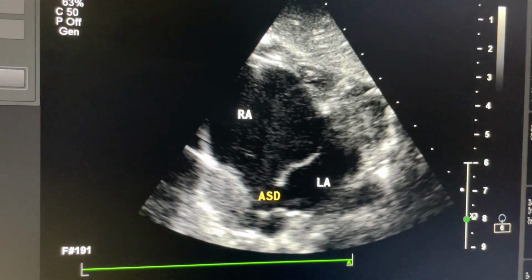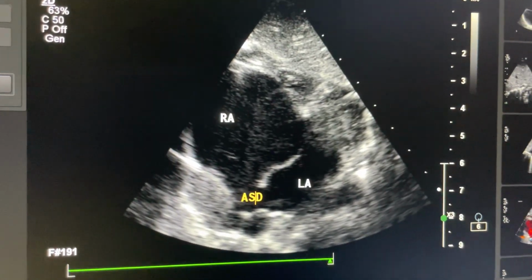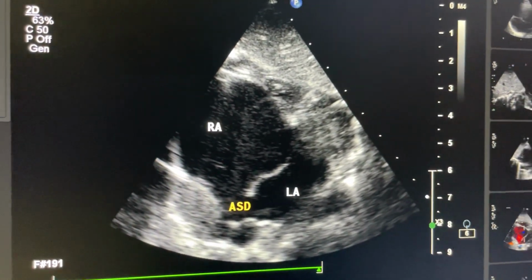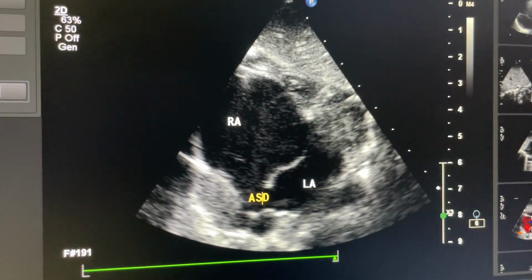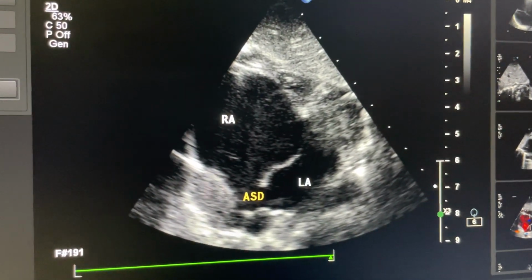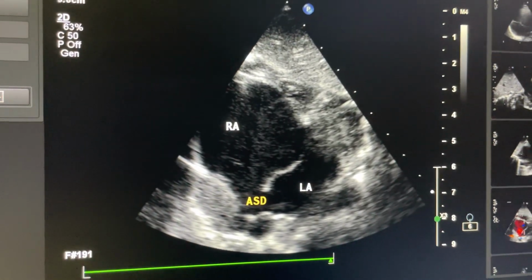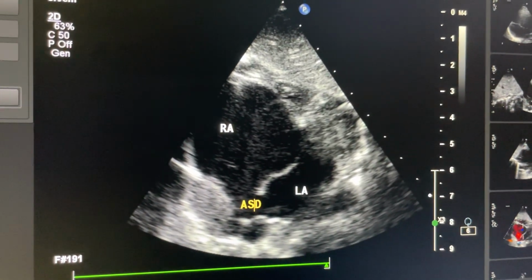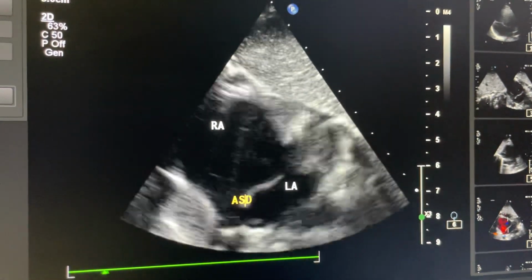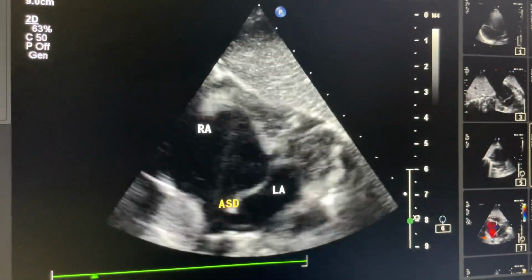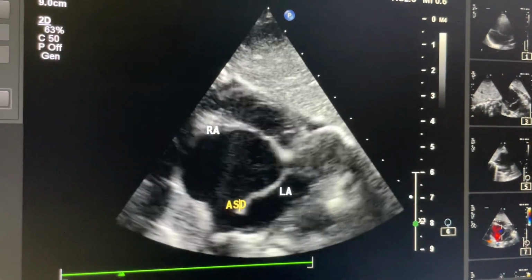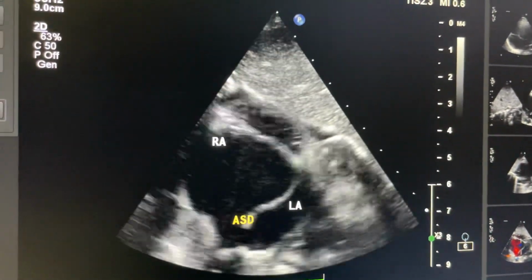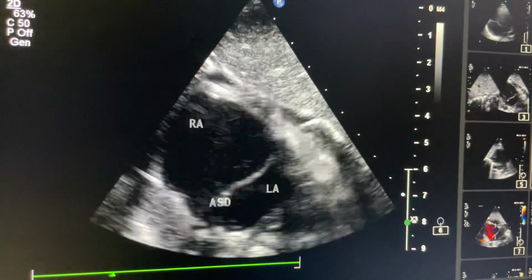And this is the modified, obviously fourth chamber view with modification. You want to focus on the uppermost part of interatrial septum where the SVC drains into right atrium. You will find this kind of ASD. So this is the ASD you see. The sinus venosus ASD of SVC type.